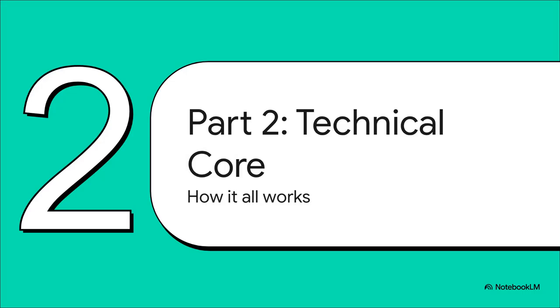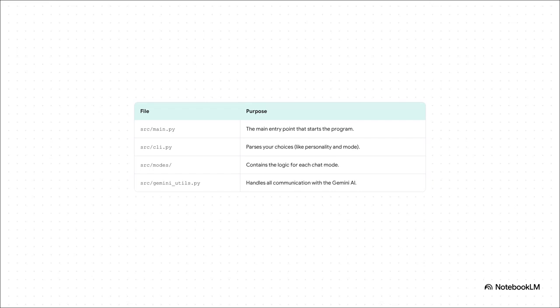All right, time to pop the hood. We've seen what it does, but now let's get into the how. We're going to look at the code structure to really understand how this whole thing is bolted together. This table is like the perfect roadmap for the whole project. Think of main.py as the key in the ignition. It starts everything up. Cli.py is your dashboard. It reads all the settings you chose, like which personality and what chat mode you want. The modes folder, well, that holds the different playbooks for auto versus interactive mode. And the real engine room is GeminiUtilities.py. That file handles every single conversation with the powerful Gemini AI.